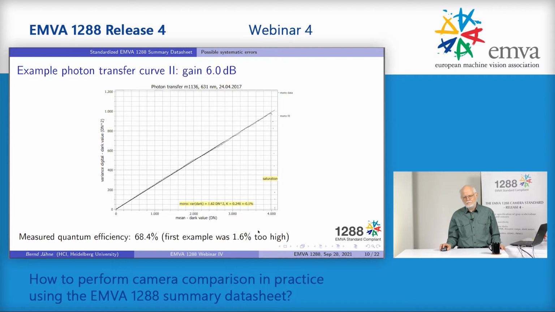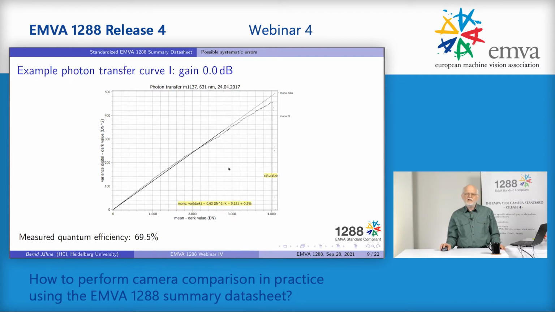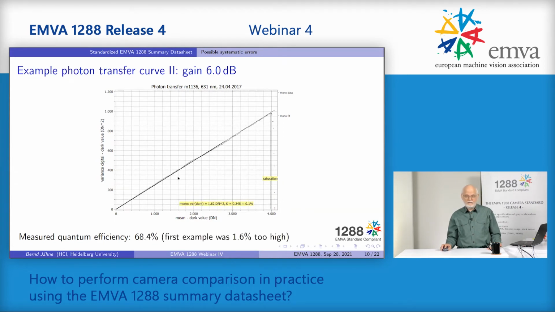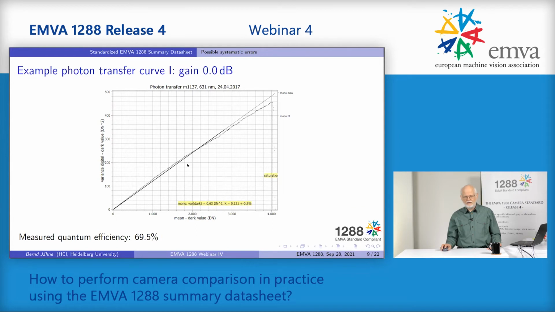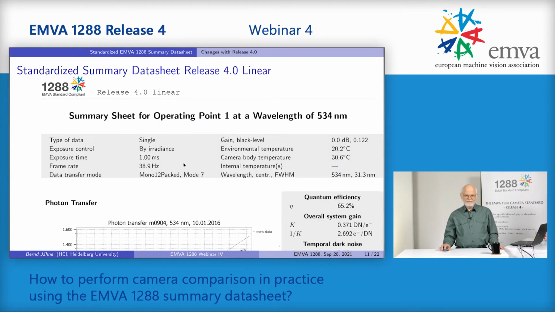In the other one, there was a bias of about 1.6%. So I just wanted to say that if you see deviations in this order, it's still okay, because the absolute accuracy of quantum efficiency is anyway only 3 to 5%. So deviations from the photon transfer curve in this order are fine. But the time is running.